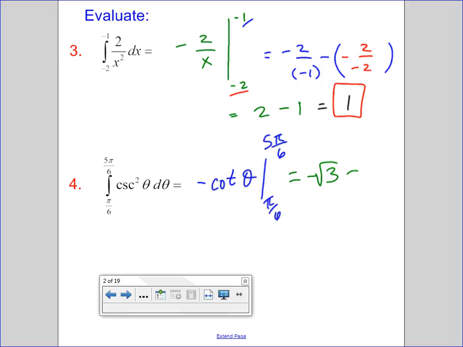I'll do it again, Marissa. I don't mind. I'll do it a third time. So 5 pi over 6 cosine is negative root 3 over 2 over sine is positive 1/2, so that's a negative root 3. But I had a negative on my cotangent, so that's positive root 3. I get root 3 twice.